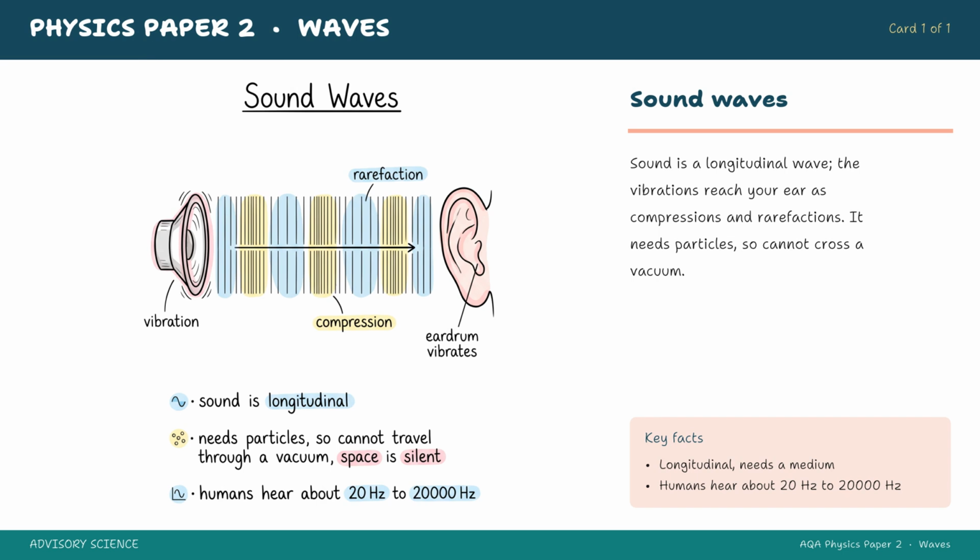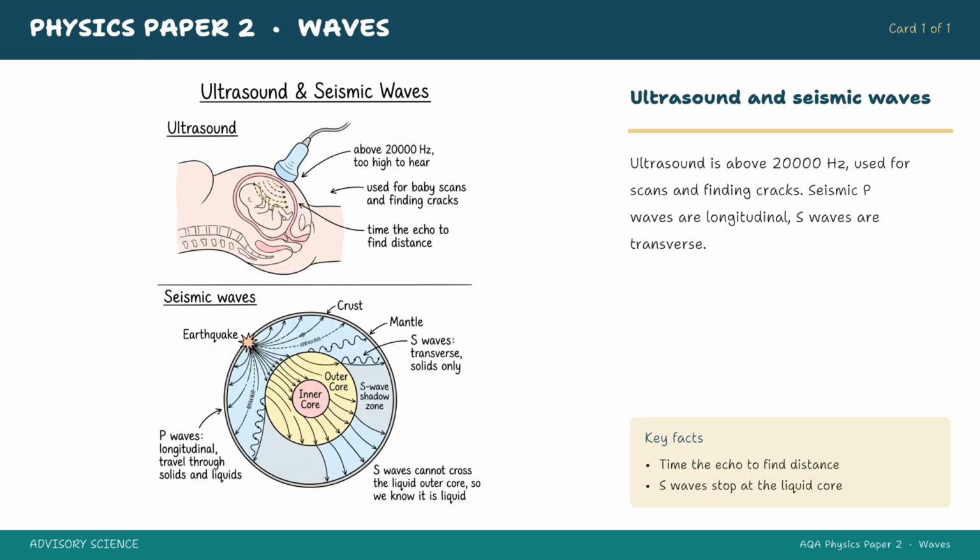Ultrasound and seismic waves. Sound above 20,000 Hz is ultrasound, too high for us to hear. It's used for medical scans like seeing a baby in the womb and for spotting cracks in metal. It sends in a pulse and times the echo coming back to work out how far away a boundary is.